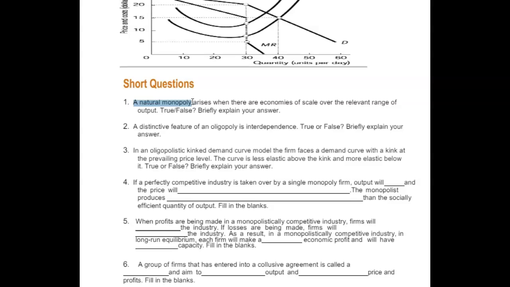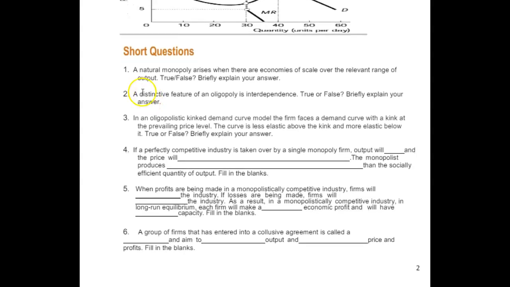Now, a natural monopoly arises when the economies of scale over the relevant range of outputs, well, to be honest, I do not know the answer. But economies of scale. Yes, I think so. The answer is true. Because that means it has control of its resources. But I'm not that sure. The short questions are a little bit difficult.